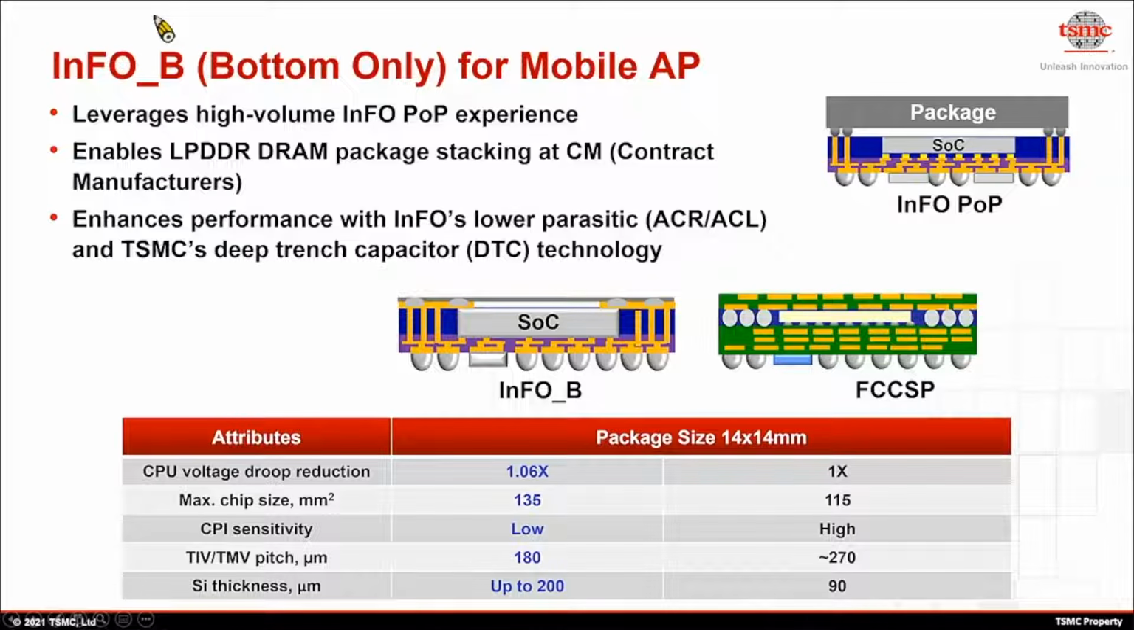InFO-B's package can be less than 450 micron in thickness and can house a mobile SoC chip with size up to 135 mm square in a small 14 by 14 InFO package to meet the most stringent form factor requirement. InFO-B will be available in the second half of this year.